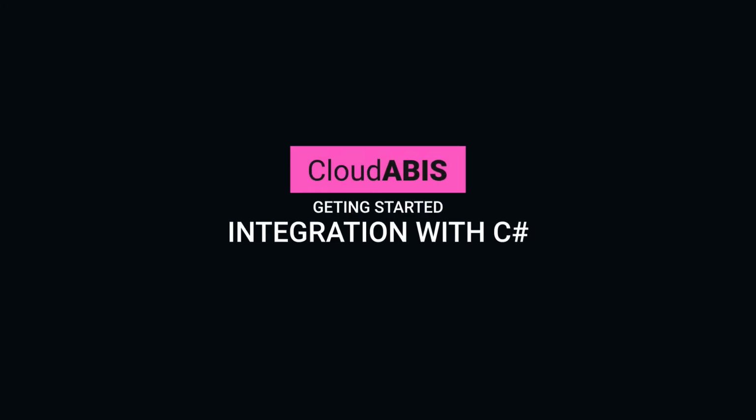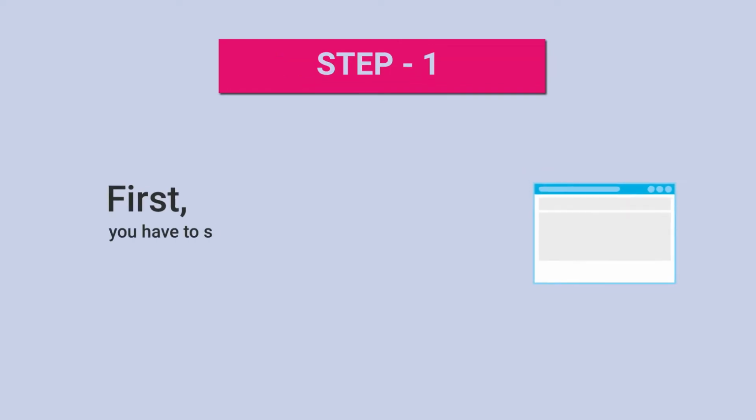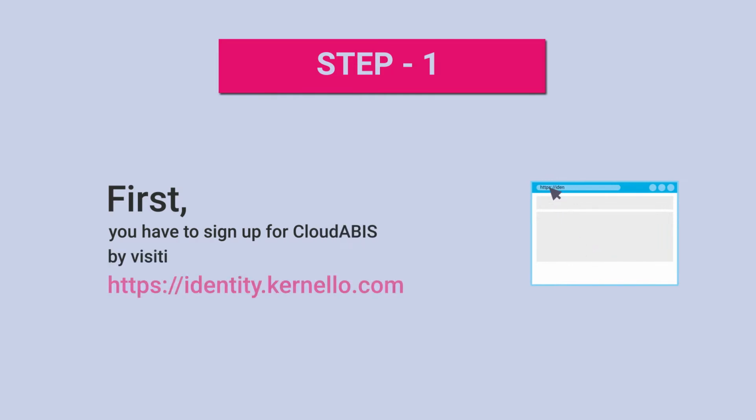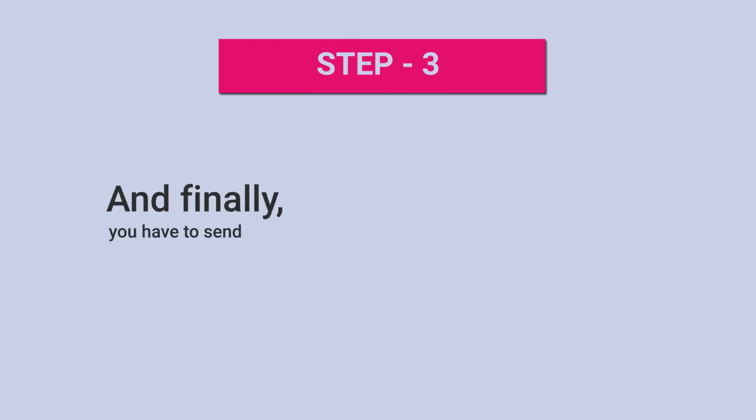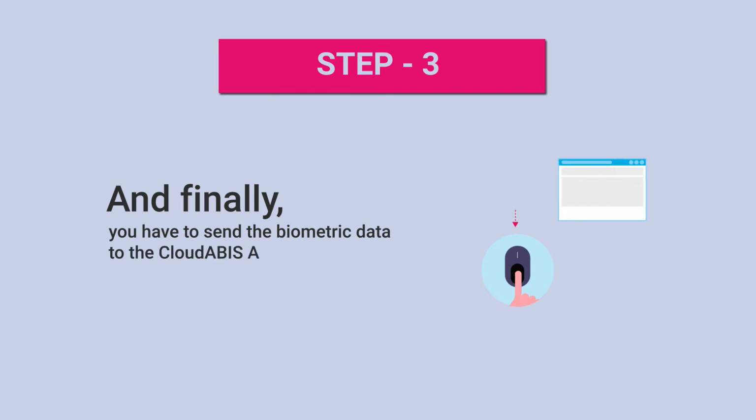Getting started with CloudABIS integration with C#. There are 3 steps to integrate biometric identification into any application. First, you have to sign up for CloudABIS by visiting the link. Second, you have to capture biometric data from biometric devices. And finally, you have to send the biometric data to the CloudABIS API for either identification or registration.